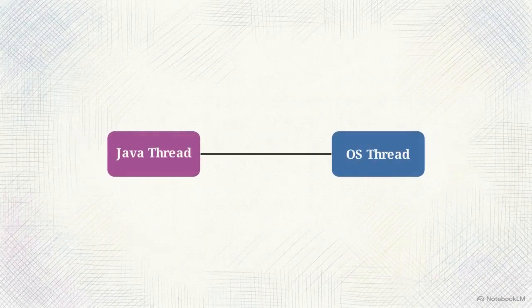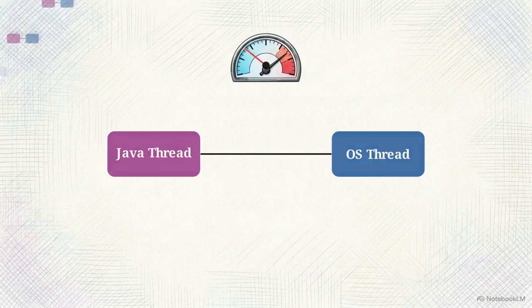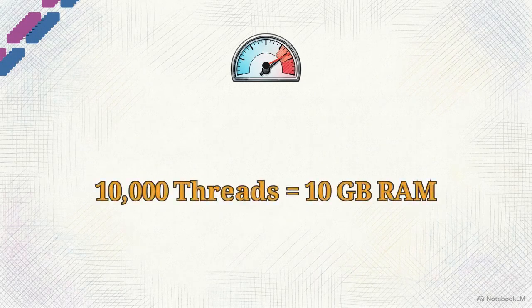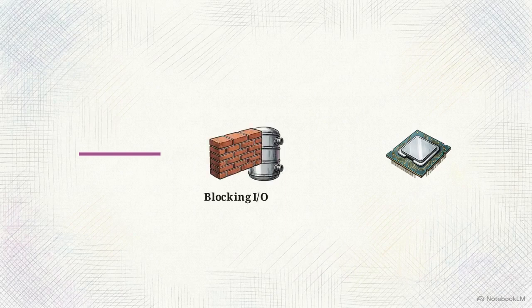This diagram illustrates the immediate scaling math of that one-to-one model. If you attempt to hold 10,000 concurrent network connections, your application instantly consumes 10 gigabytes of raw memory before executing a single line of business logic. Memory footprint is only the first bottleneck.